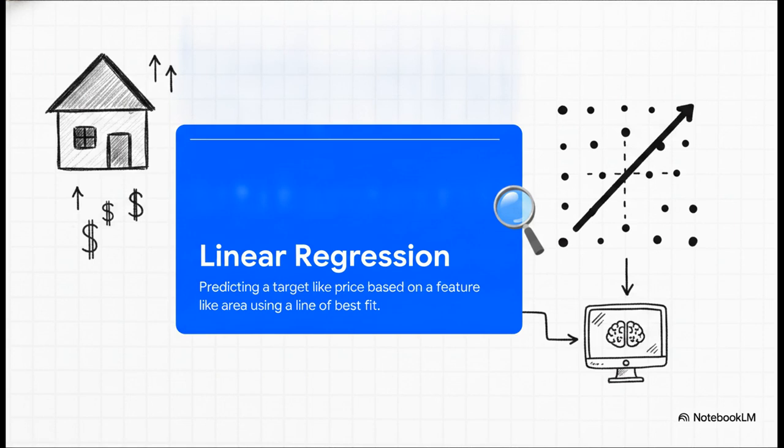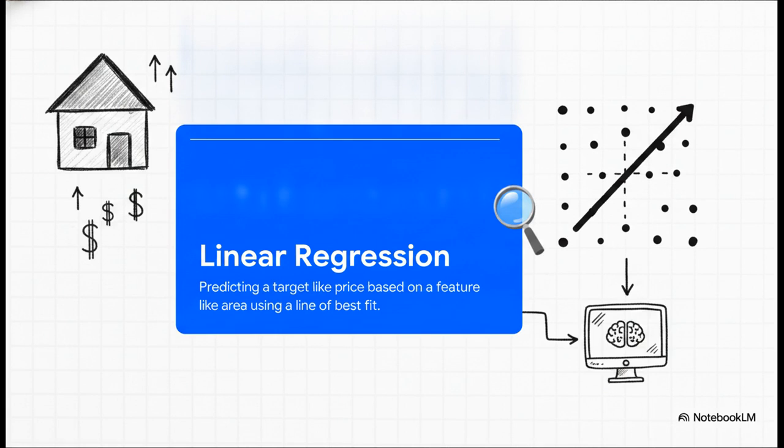And this brilliantly illustrates the core concept. Our source uses this incredibly relatable, real-life example to define machine learning and specifically the concept of linear regression. Think about it for a second. How does the area of a house actually relate to its price? Well, generally speaking, a 1,000 square foot home is going to cost less than a 2,000 square foot home in that exact same neighborhood. As the area increases, the price increases.